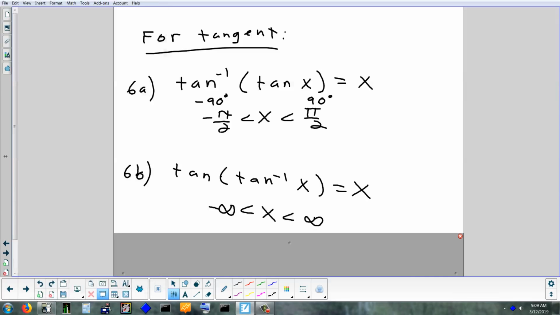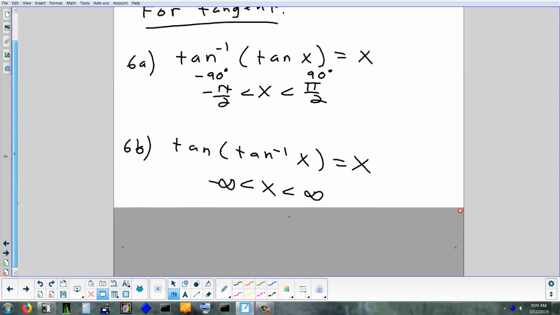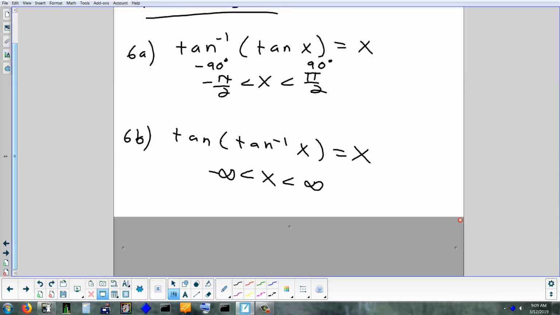There is no restriction on x. X can be anything. Is that an infinity sign? That's infinity, yeah. Should look a little more like that, but yeah. Okay, so another way you could say that here is x is all real numbers. There is no restriction.